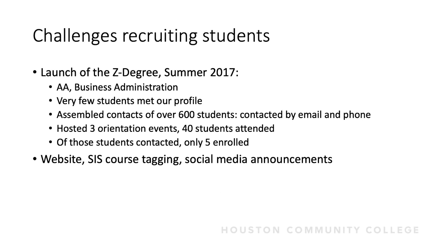I got like 600 students, and called and emailed every single one of them. We held these 3 orientation events. About 40 students showed up over all of those orientation events. I gave them a list of courses. I had everything set up. They had an advising schedule. All they had to do was walk over to advising and get registered for courses. We only had 5 people get enrolled.